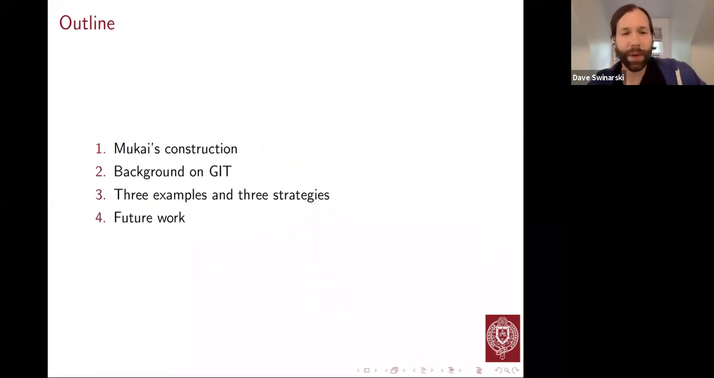So here's an outline of my talk. First, I'll describe Mukai's construction of his model of M7. I'll spend some time talking about background on geometric invariant theory, GIT. Then I'll present 3 examples and 3 different strategies that I'm using to work with them. And then in the last few slides, I'll describe some of our ideas for future work to extend the results that we currently have.